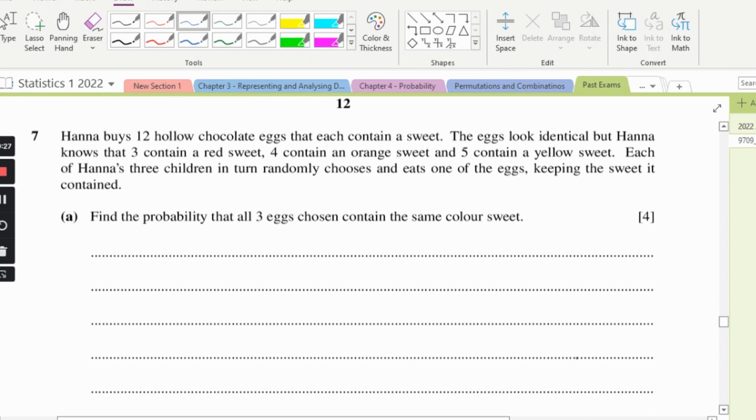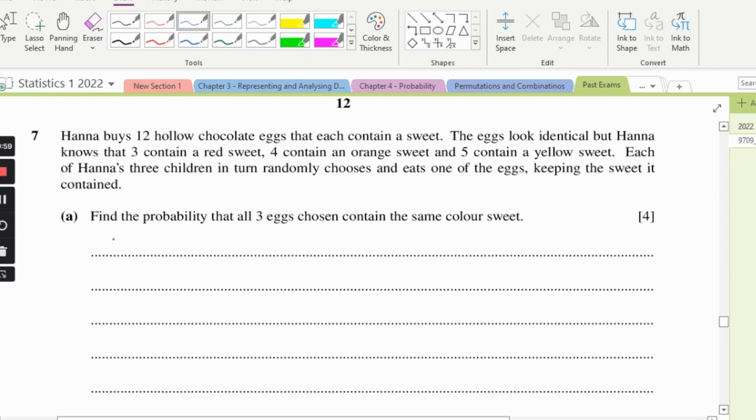Okay, the next one's, what have we got here? This is the probability section. Hannah buys 12 hollow chocolate eggs that each contain a sweet. The eggs look identical, but Hannah knows that 3 contain a red sweet, 4 contain an orange sweet, 5 contain a yellow sweet. Each of Hannah's 3 children, in turn, randomly chooses and eats one of the eggs, keeping the sweet it contained. Find the probability that all 3 eggs chosen contain the same color sweet.